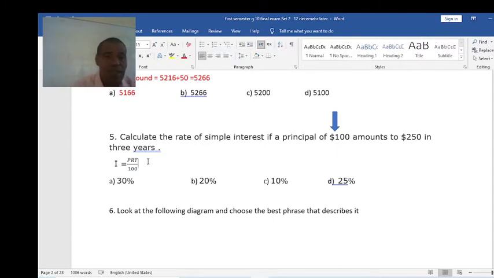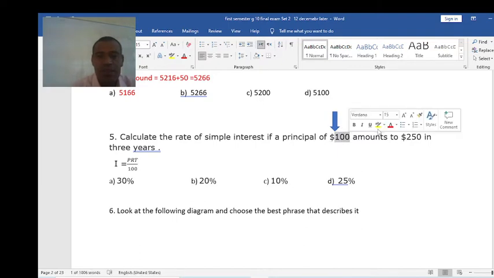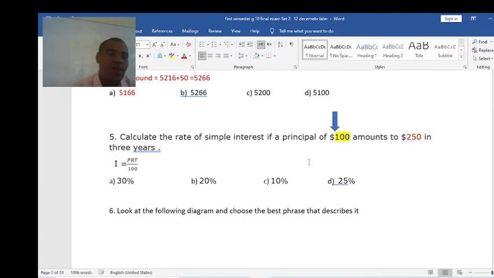Now you can see that the principal is 100. This is 250. So I want to find what? I want to find R. R is, my learners, not given because the question tries to find the rate of simple interest.